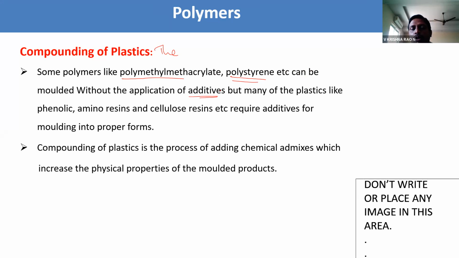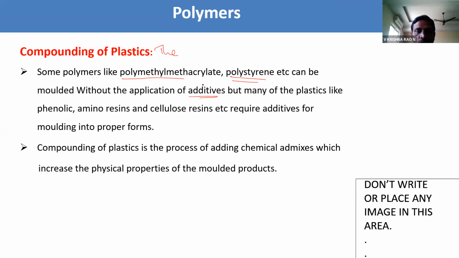Additives are nothing but chemical admixes. To mold the plastic into proper forms, we need to add some chemical additives. This process of adding chemical admixes, which increases the physical properties of the plastics, is known as compounding of plastics. Polymers like polymethyl methacrylate and polystyrene can be molded without application of additives.